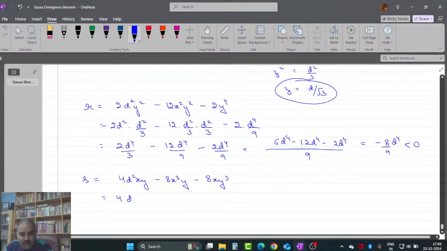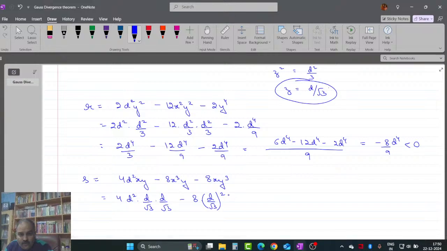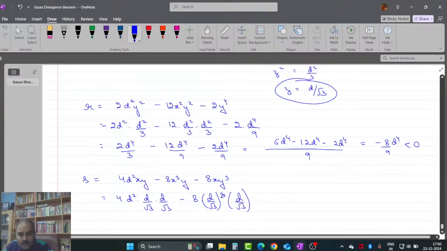The value of s was 4d² xy minus 8x³y minus 8xy³, that is 4d² into x. x was d by root 3, y was d by root 3, minus 8 times (d by root 3) whole square into (d by root 3) whole cube, minus 8 times d by root 3 into (d by root 3) whole cube.